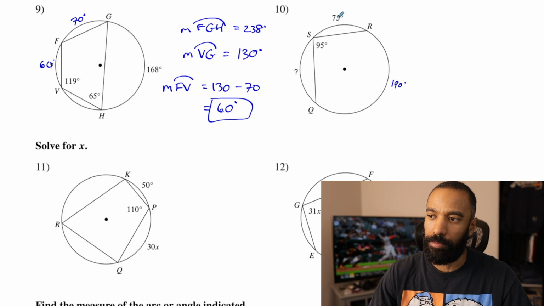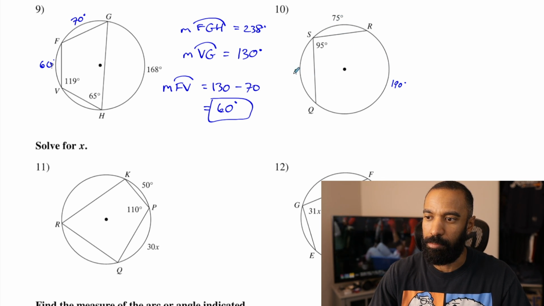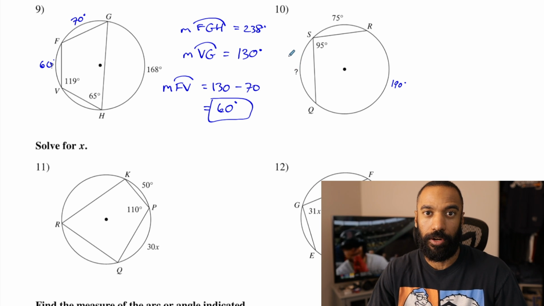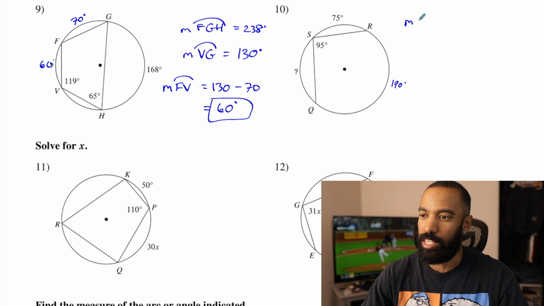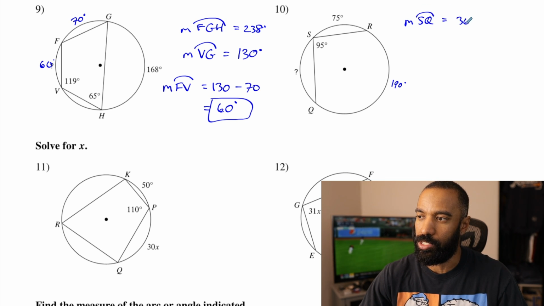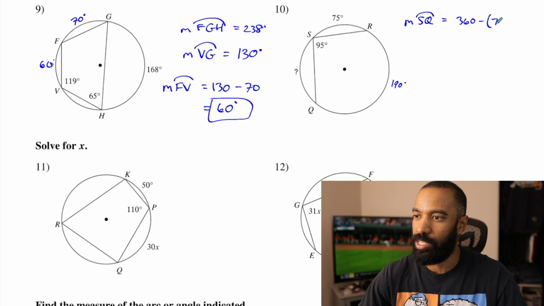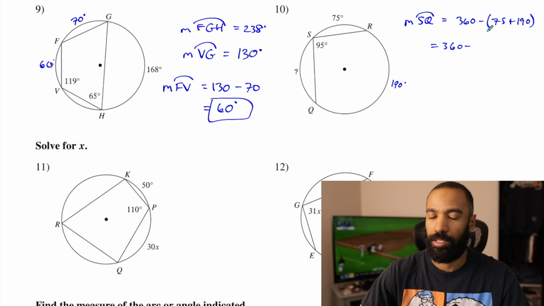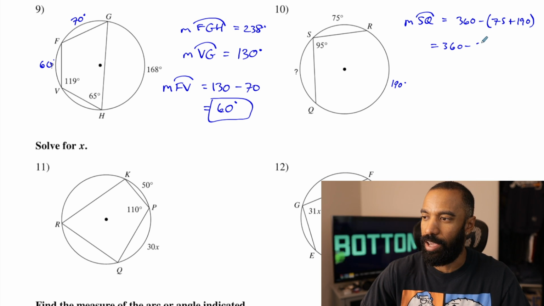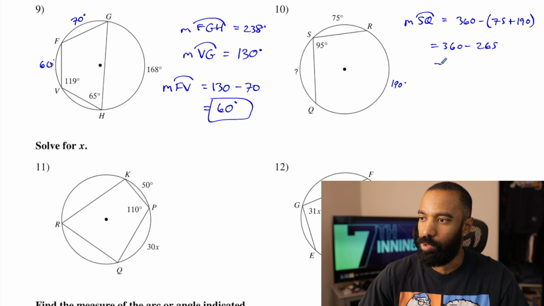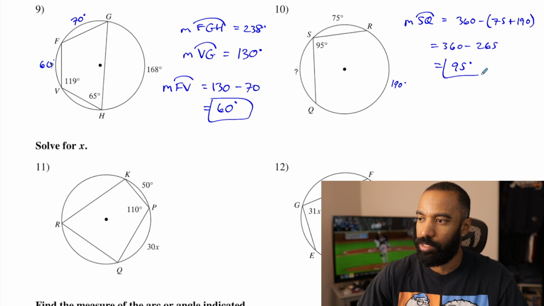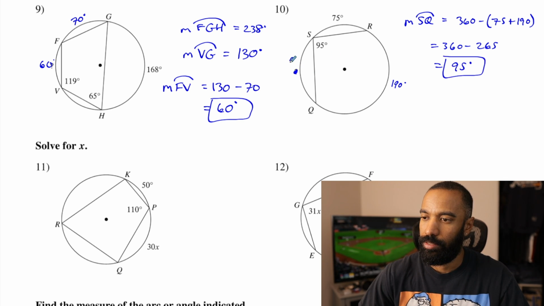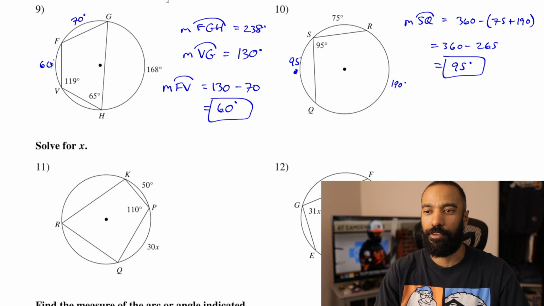Now, in total, the 75 plus the 190 plus our unknown should be 360 degrees. So if I take the measure of arc SQ that I'm trying to find there, I will go ahead and take 360 degrees and subtract the sum of 75 and 190 like this, which will be 360 minus 265, which is 95 degrees. And that's it for that one.